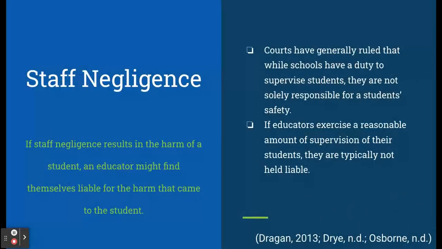So really the first example I want to go over with you is staff negligence. And we talked about general negligence just a minute ago. But if that staff negligence results in the harm of a student, the educator could be liable for that harm. Now, courts have generally ruled that schools have a duty to supervise students, but we're not solely responsible for our students' safety. And generally, if we exercise a reasonable amount of supervision, we're not typically held liable.